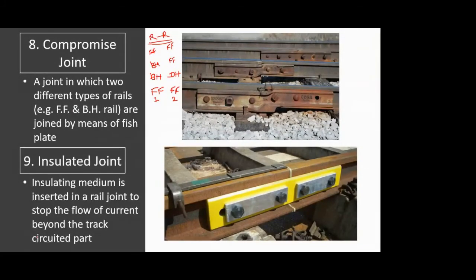But if you see here, the shape of the fish plate is a bit different. This is one type of rail, and the moment the rail changes, to adjust the web section or the gap between these two rails, the central section or middle portion of the fish plate has some indentation, so that this indentation matches the rails. You can see in this also, this is one rail and this type of indentation is given. So this is nothing but a compromise joint.